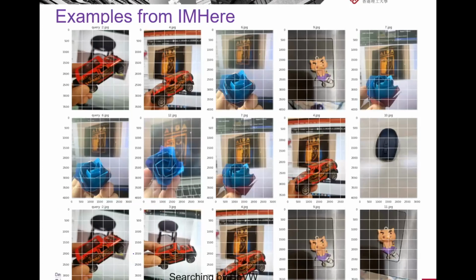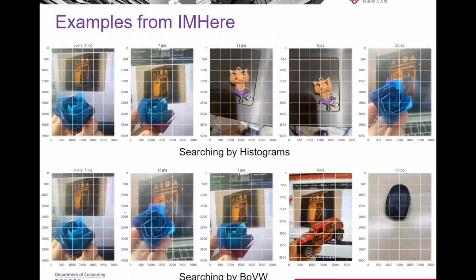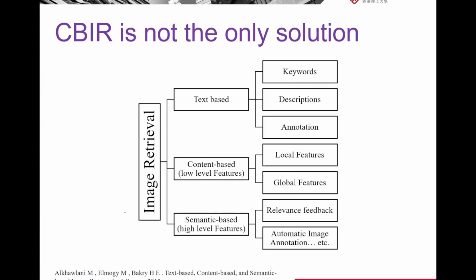Okay, and here's the result. You will see here the first column is the query. By using bag of words, it works very well, right? Sometimes not. And there's another example there. Okay, that's the CBIR. We have to hurry a little bit.